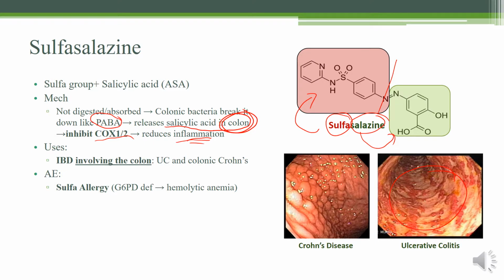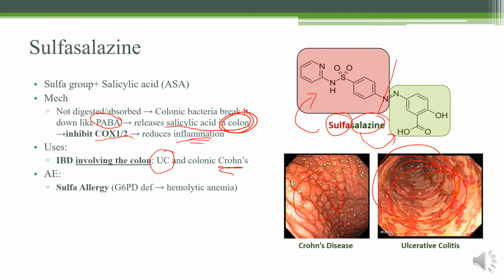That means you could use it for ulcerative colitis, because ulcerative colitis always involves the colon, and you could use it for some Crohn's when you find Crohn's disease in the colon. I've showed you Crohn's disease, which shows you that cobblestone pattern right there, and I've showed you ulcerative colitis, which just shows you the broad inflammation all across the walls right there.